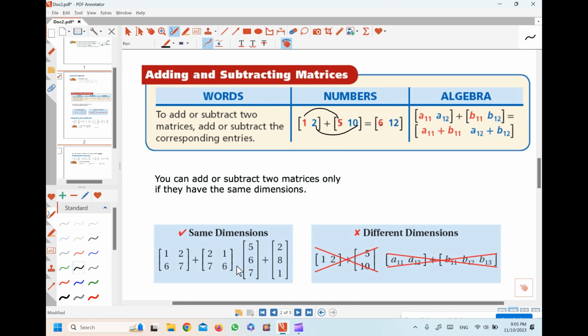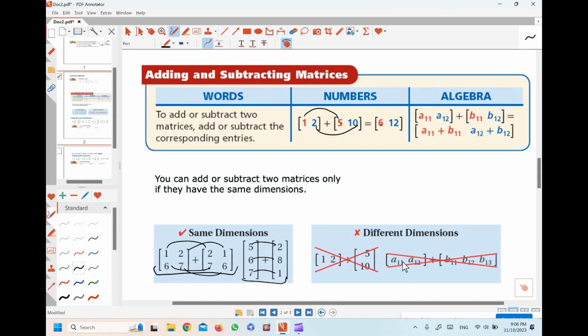We can do this only when we have the same dimensions. For example, look at these two matrices. We have a 2 by 2 matrix here, and here also 2 by 2. Here 3 by 1, 3 by 1. Their dimensions are the same, so we can add corresponding entries. Here they correspond to each other, so we can add them up.